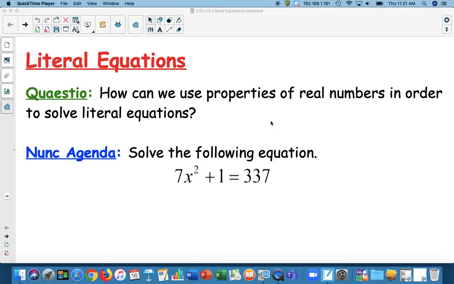We do this a lot when we set equations equal to y or equal to x. That's a literal equation. So we do have some experience doing this, but still, it is a little bit of a difficult lesson.